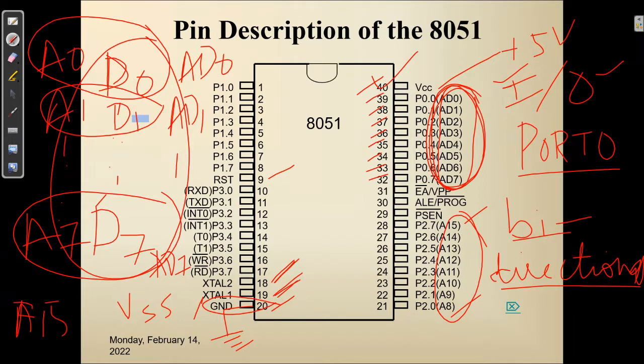We will see how you demultiplex your address from the data, or the data from the address. That is called demultiplexing. So that thing we are going to see.